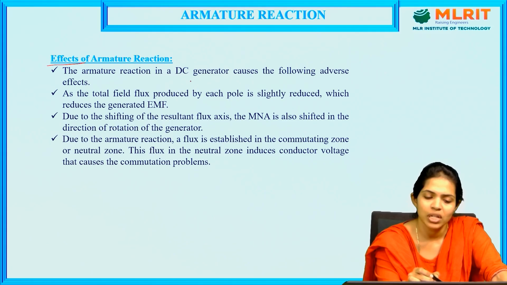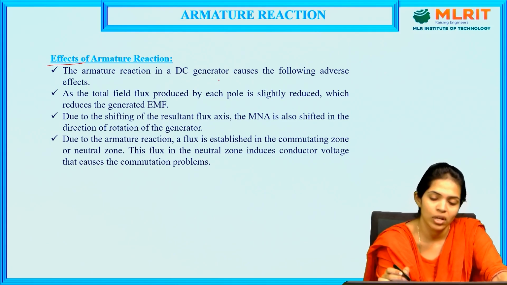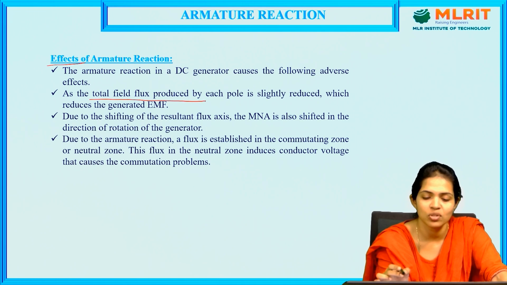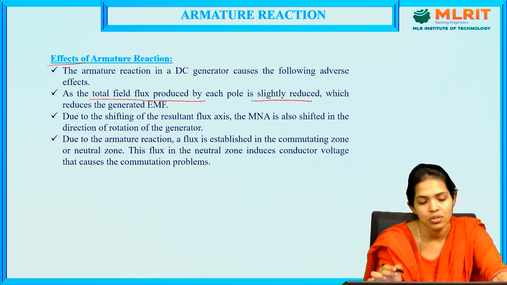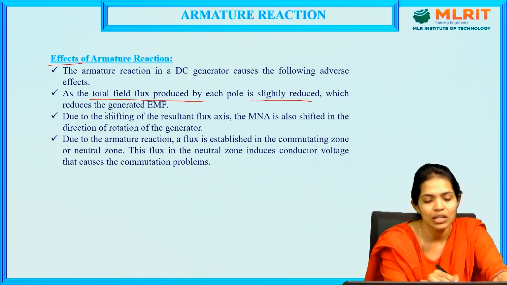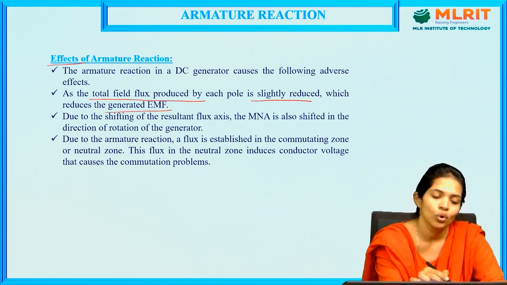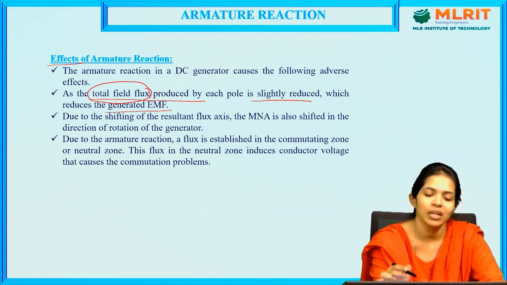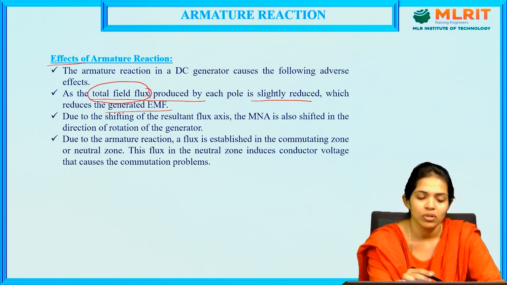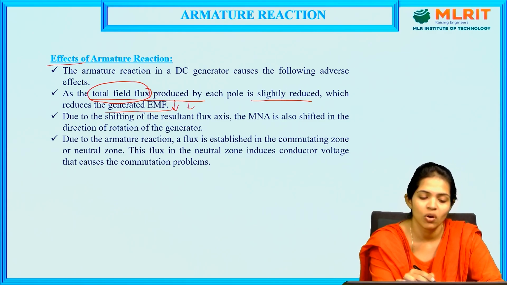Armature reaction in the DC generator causes the following adverse effects. The first effect is that the total field flux produced by each pole will be reduced. So this reduces the induced EMF in the generator. So the first and foremost effect of the armature reaction is that the total field flux will be reduced under each pole, so that the generated EMF EG also gets reduced.